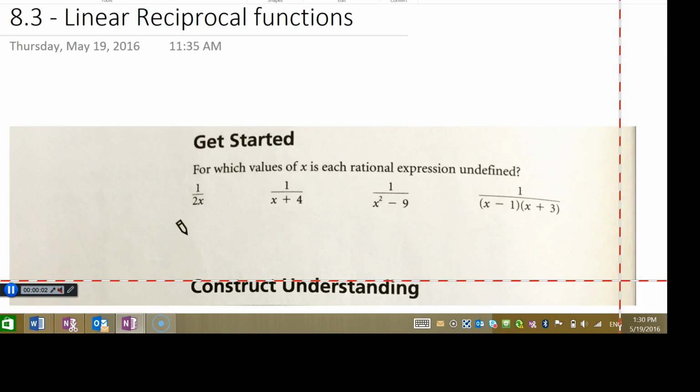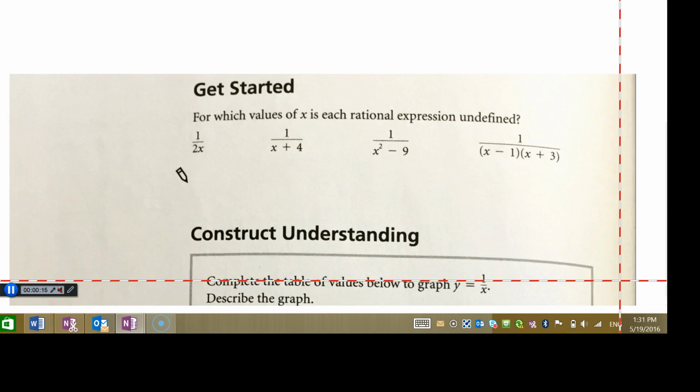8.3 Linear Reciprocal Functions. I'm literally taking this out of your textbook here, so you don't have to actually write any notes. But what I want to do first is just to remind ourselves of non-permissible values. We've done non-permissible values before, but let's just remind ourselves. So it says right here, for which values of x is this? Oh, and this is, by the way, page 652 in your work text. For which values of x is the rational expression undefined?